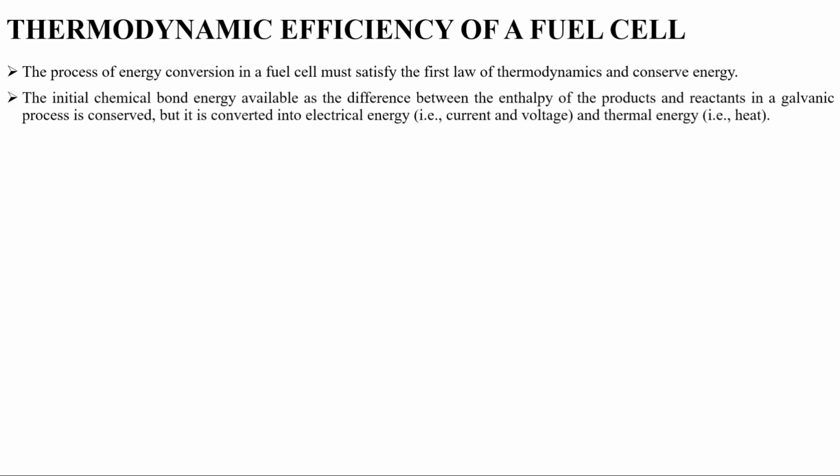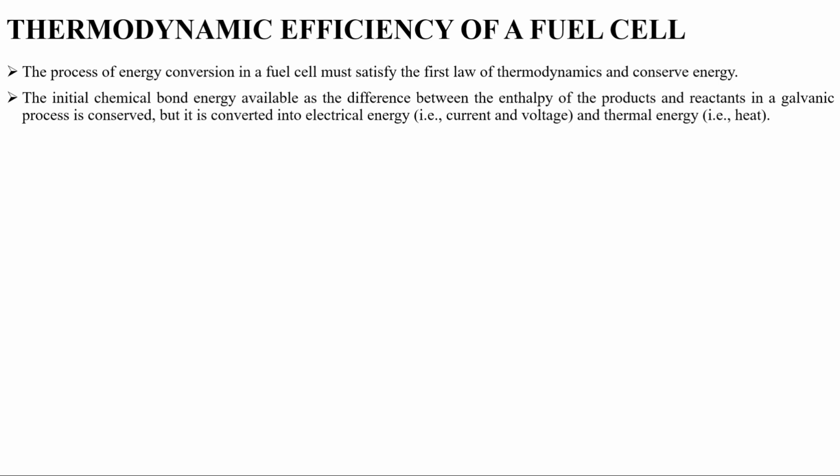And in a fuel cell, the initial chemical bond energy available as the difference between the enthalpy of the product and reactant in a galvanic process is conserved, but it is converted into electrical energy, current and voltage, and thermal energy. In a fuel cell, chemical energy is converted into electrical energy and heat.